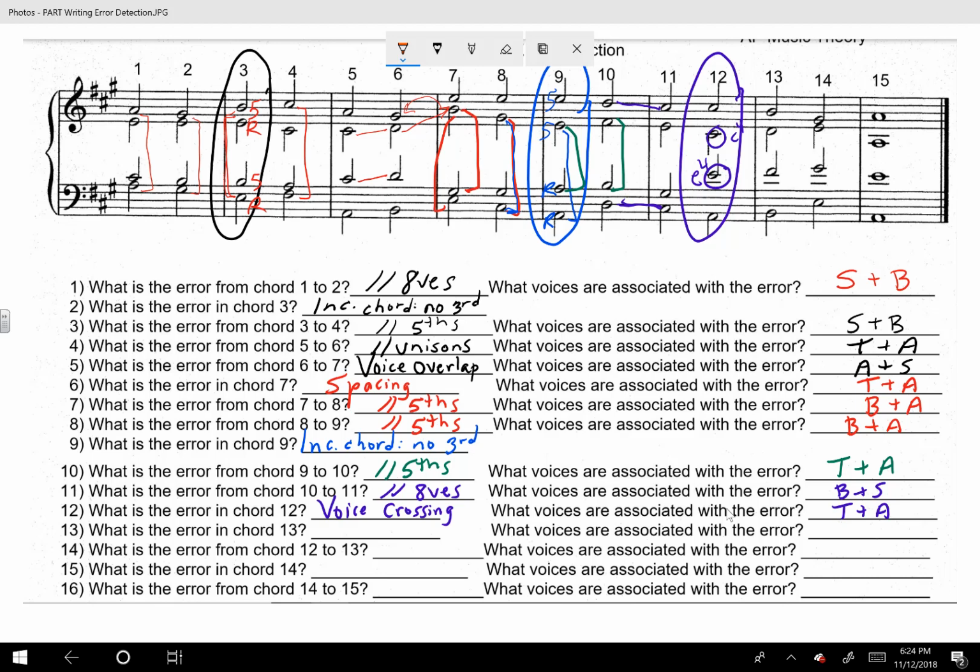Number 13. What is the error in chord 13? Again, we have voice crossing that involves the same two voices, the tenor and the alto. Here's chord 13, and notice that the tenor is singing a note much higher than the alto. The voices have crossed. That's forbidden.